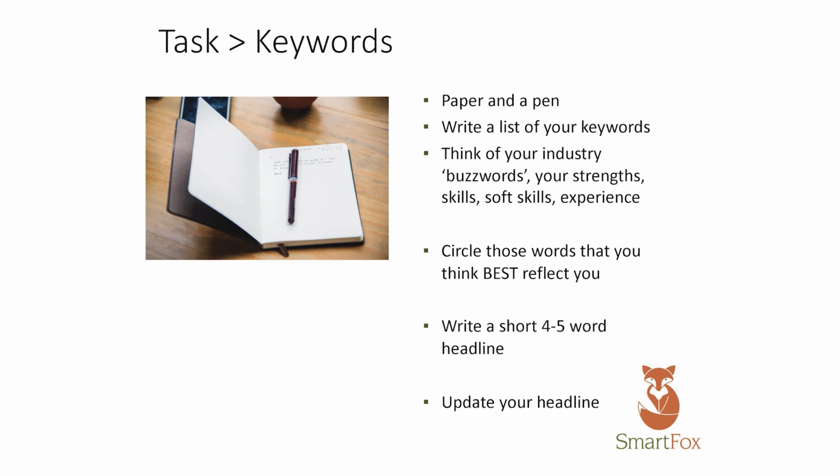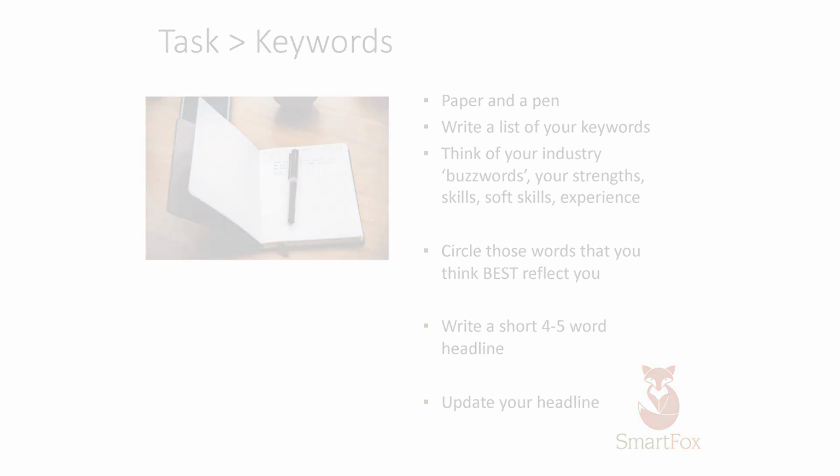Now, I want you to take a look at that big list that you've written. And I want you to circle all the words that you think best reflect you, where you're at now in your career and where you'd like to be. Next, I want you to write a very short 4 to 5 word headline. So thinking about what you like doing in your role, or what you would like to do if you're not currently working, and where you want to go next with your career. And we're just going to write a really short 120 character headline, and I'm going to show you how to update that next.